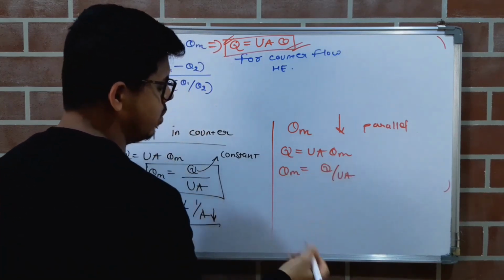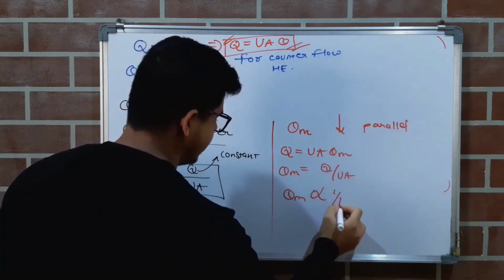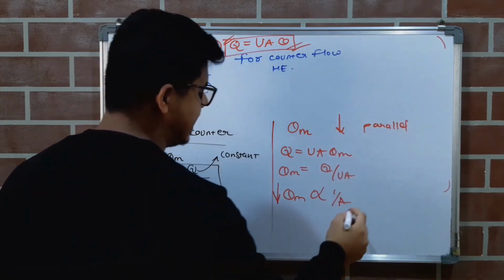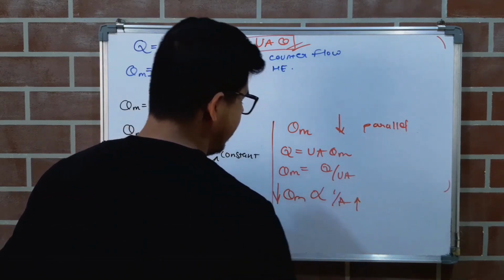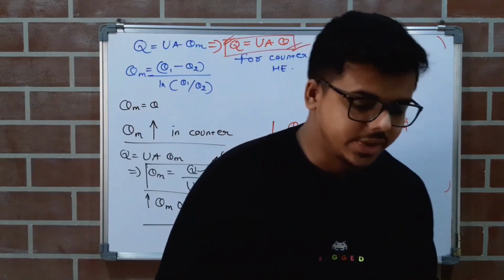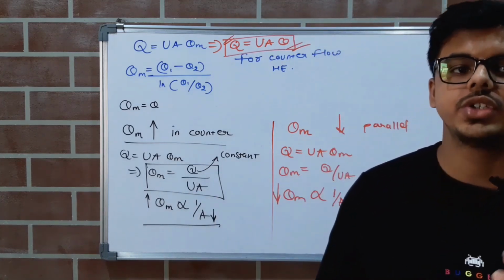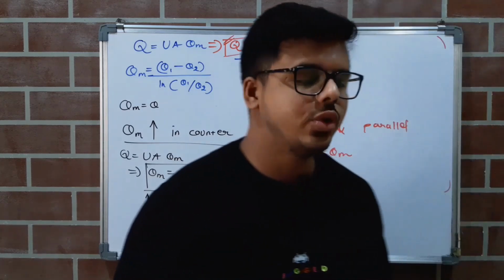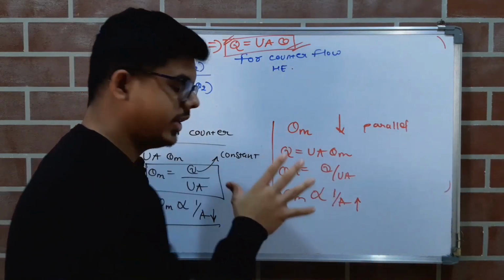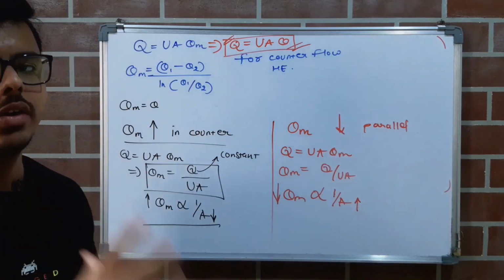We know that Q is constant, and U is also constant. So theta m is inversely proportional to area. We know that our theta m is less, so when this theta m is less, then we have to use more area. That means if we want to get the same heat transfer rate which we are getting in the case of counterflow by using the smaller area, then if you use the parallel flow heat exchanger for getting the same heat transfer rate, you have to use bigger area as compared to the counterflow heat exchanger.